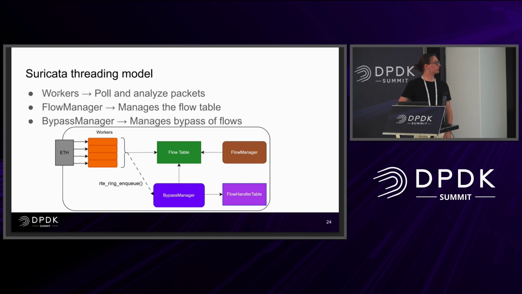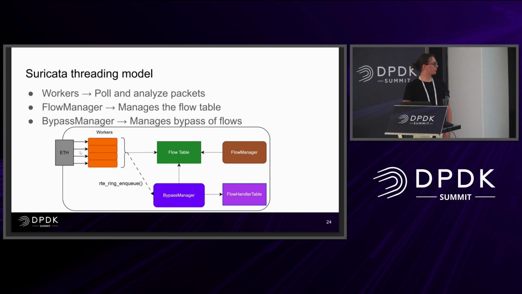More about the Suricata threading model we have. There are workers that pull packets from the NIC and then analyze them. We have a flow manager that manages the flow table and the state of the flows. And also we have, as I mentioned, the bypass manager that manages the bypass of flows. Here on this diagram you can see how each of these components communicate with each other.